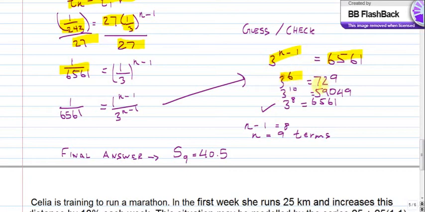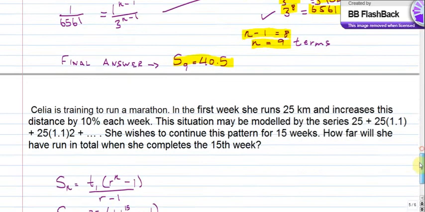If you do 3 to the power of 6, that gives us 729. That's too small. If you do 3 to the power of 10, that gives us a really, really large number. We don't want that. But if we do 3 to the power of 8, it gives us 6561. That's what we want. But remember that it's 3 to the power of n minus 1. So if n minus 1 equals 8, n equals 9, which means it's 9 terms. So the final answer is the sum of 9 terms gives us 40.5.